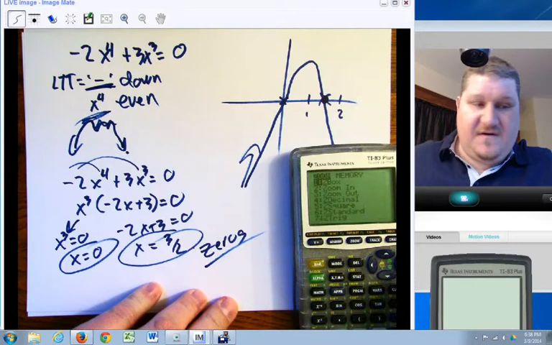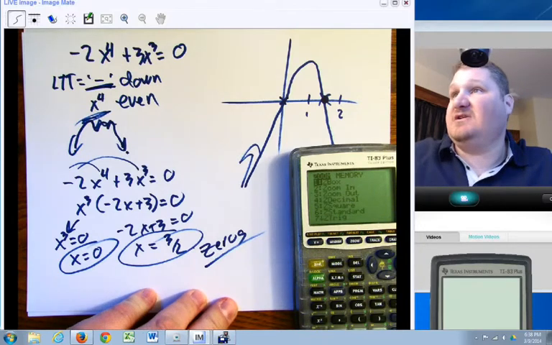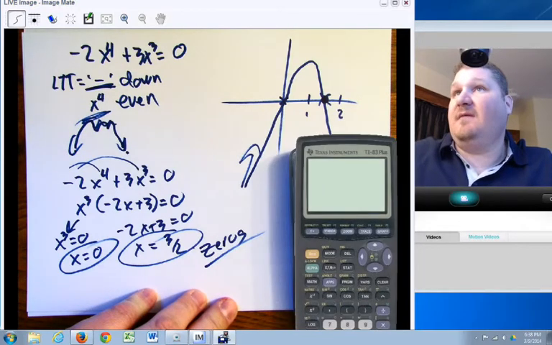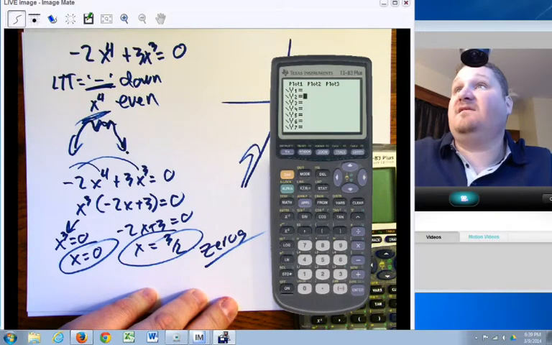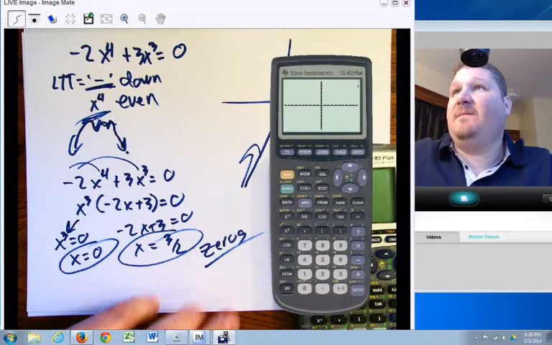That's fine. My thought is let's use a little technology here. So we're going to grab the calculator and plug in our equations. So let's clear what we had because we don't need any of that anymore. Let's go with negative 2x to the fourth plus 3x cubed, and then get ready to graph it.